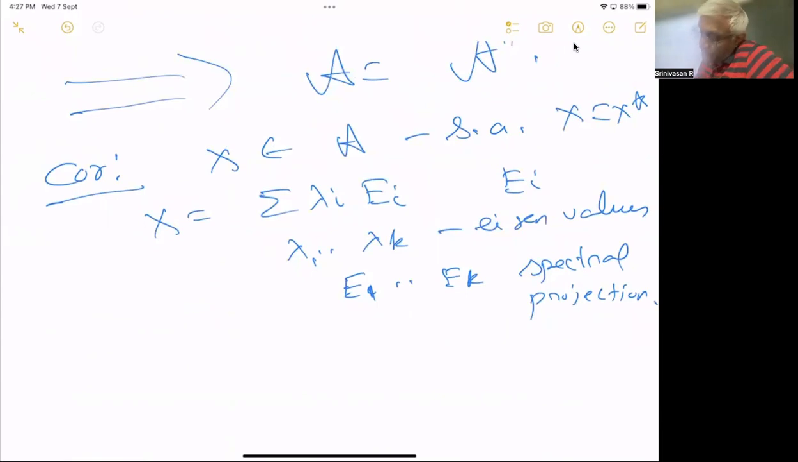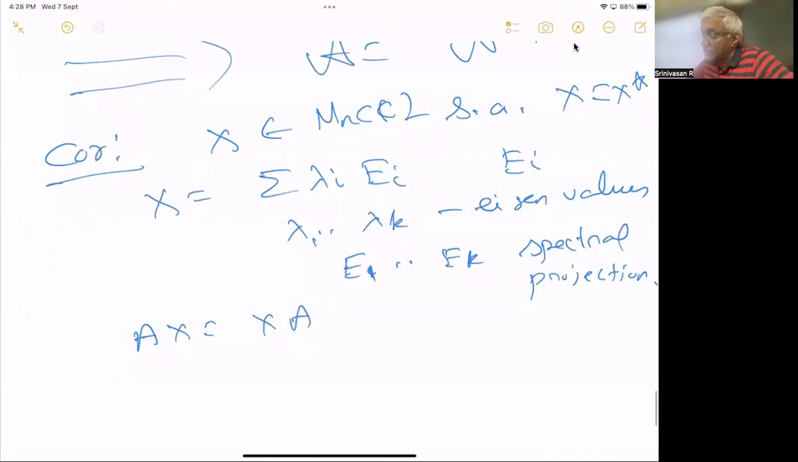So suppose A commutes with X. Let's take A in M_n(C). I don't even need the algebra generated, I just take it in M_n(C). Suppose A commutes with X, that is, AX equals XA. I'm not talking about the algebra now, I'm just taking AX equal to XA.